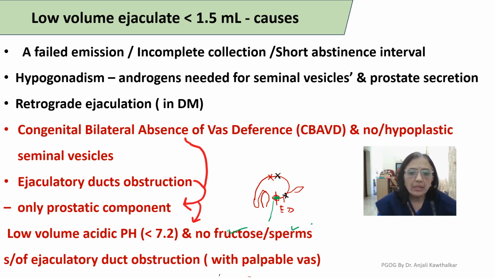If there is a palpable vas deferens, then it tells us indirectly that our diagnosis should be ejaculatory duct obstruction. I hope this point is clear, because it is very important clinically how we diagnose ejaculatory duct obstruction.